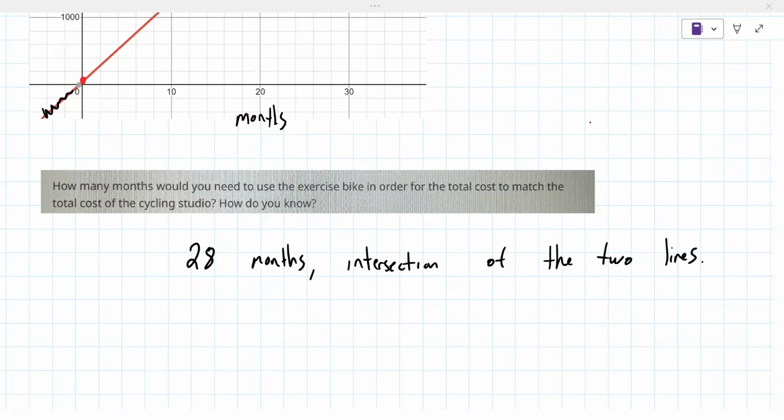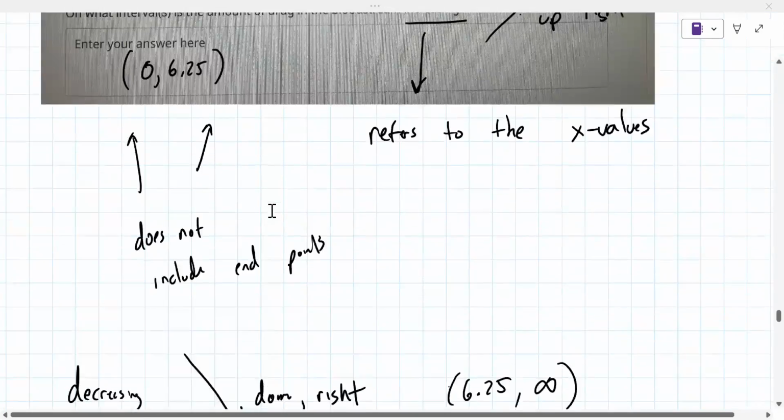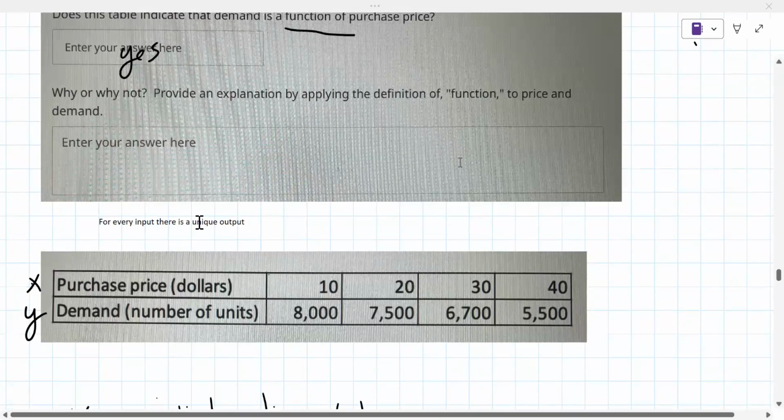Oh, there was a part when we did question 2, the test market data, there was a second part where it asks, does the table indicate that demand is a function of purchase price? And then why or why not? So I kept saying it was the same reasoning each time, which I don't really like, but it's the same for every input, there is a unique output.